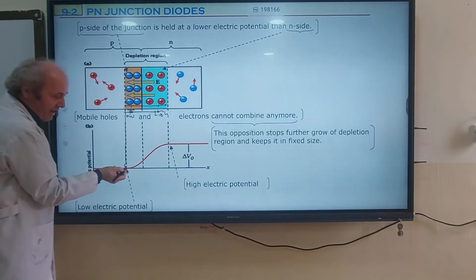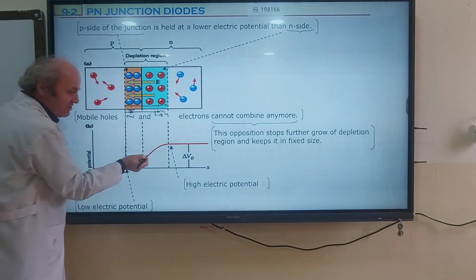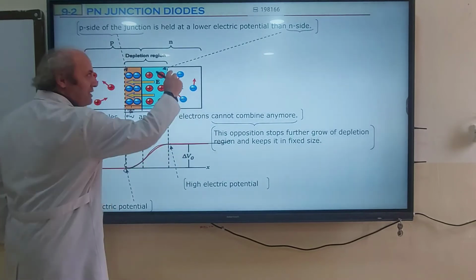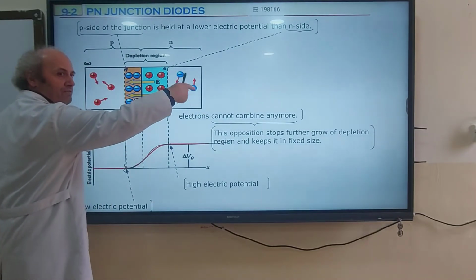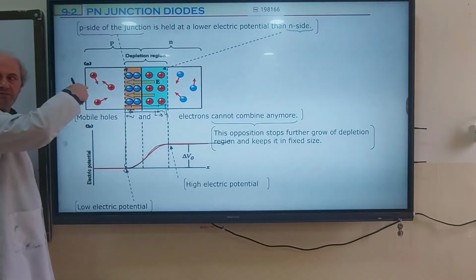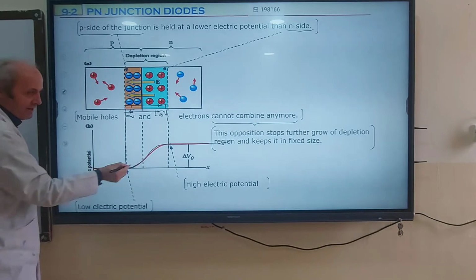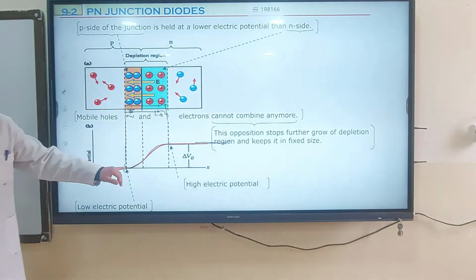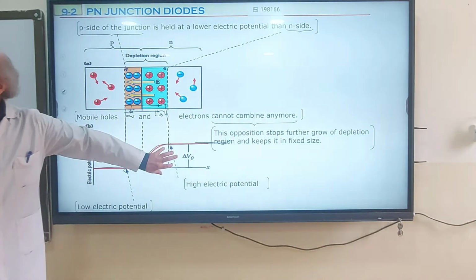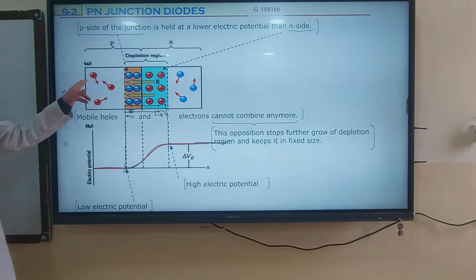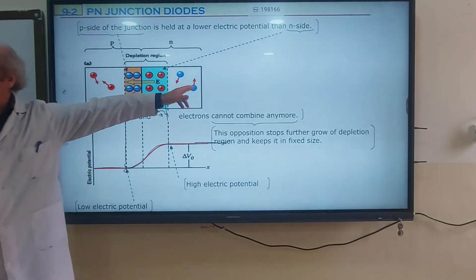It's increasing. That's why, look at the arrow. Look at the graph. It is increasing and becomes maximum here. Then it is constant, because here we have an equal number of positive and negative charges. Here as well, we have equal numbers of positive and negative charges. That's why here is a straight line, and here is a straight line. But in the depletion region, there is a big shift in potential, from 0 to a big number. This potential difference is called the potential barrier, which stops further combination of holes and electrons.